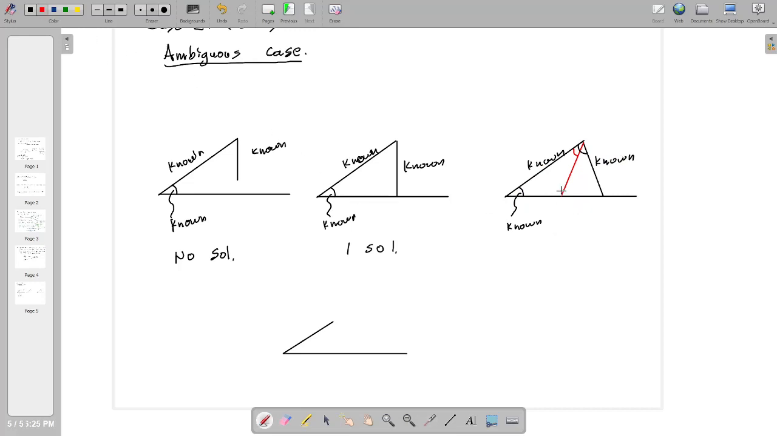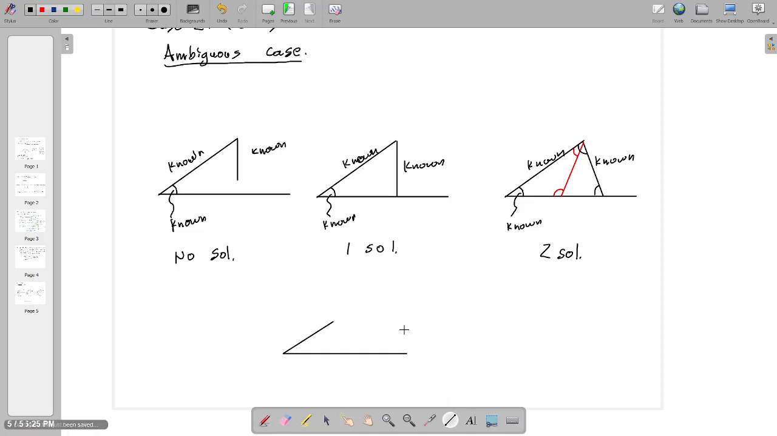We have this angle here for our third angle in the triangle, or we have this angle here for our third angle in a triangle. So we have either this black triangle or this triangle with a red leg, but they both fit the given conditions. So here we actually have two solutions. And it's possible in this case.